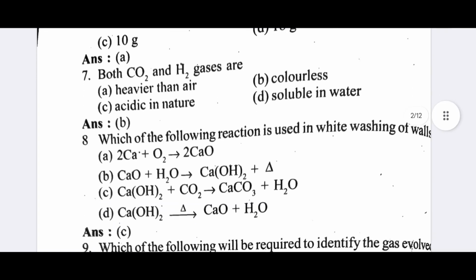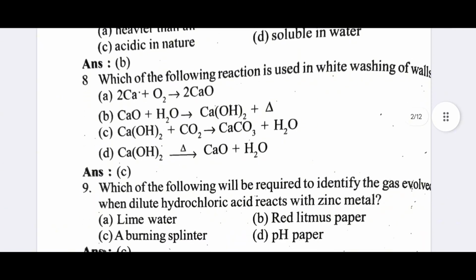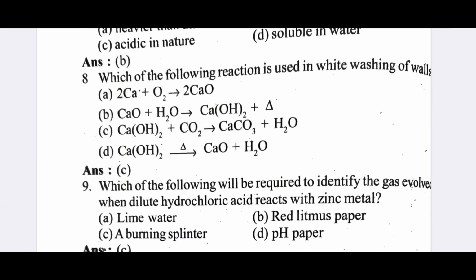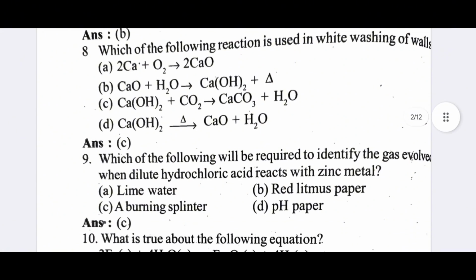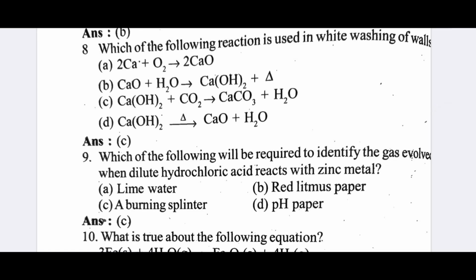Which of the following reactions is used in whitewashing of walls? Answer is C number: calcium hydroxide plus carbon dioxide gives calcium carbonate and H2O. Which of the following will be required to identify the gas involved when dilute hydrochloric acid reacts with a zinc metal? C number is burning splinter.